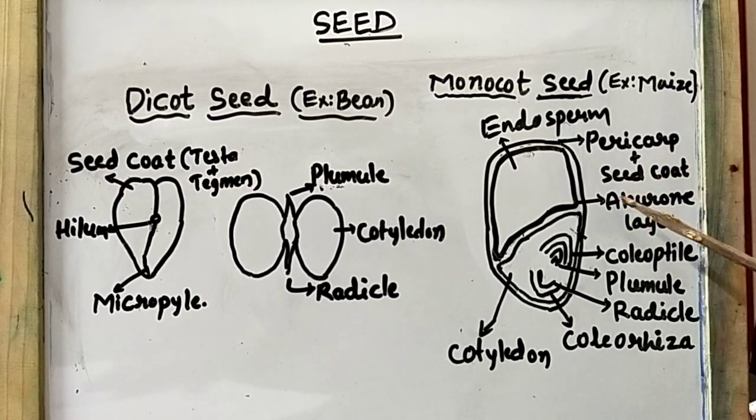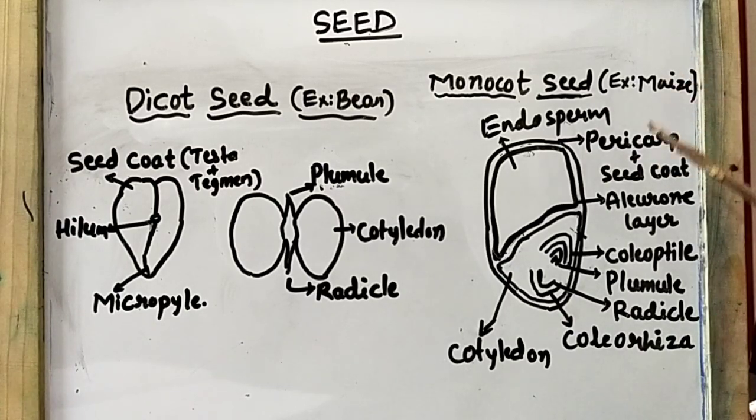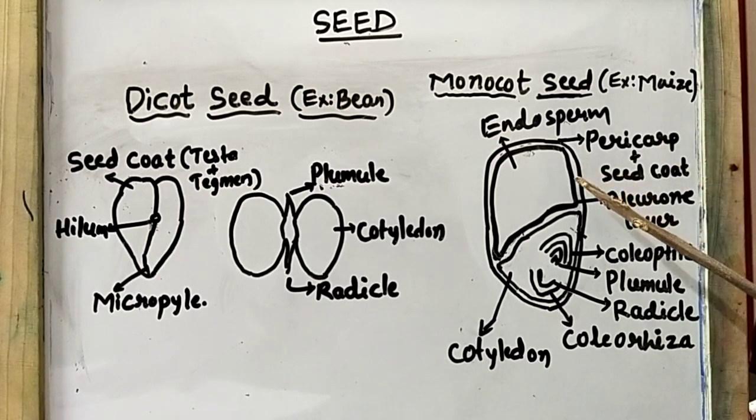So what is this aleurone layer? Just below this is the seed coat, and just below this, the husk. Whenever we have fusion of the pericarp and seed coat, it is known as husk. So below this husk we have another layer, that is the aleurone layer. The husk is a fusion of pericarp and seed coat, and below the husk we have the aleurone layer.